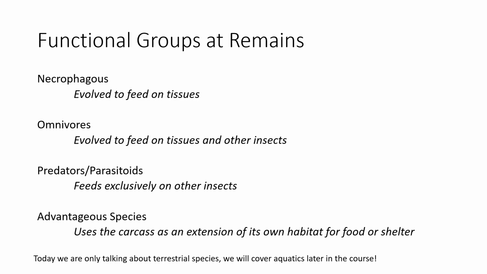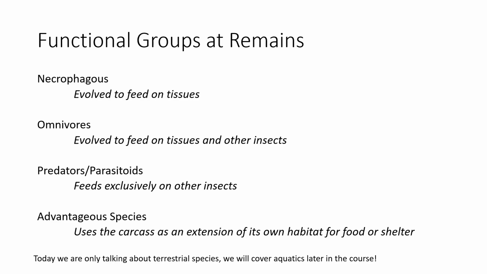These are insects that are evolved to feed on decomposing tissues. So think of things like flies that are there to consume the tissue as maggots. Also, there's necrophagous beetles as well. You have things that are omnivores, so they're feeding on both the carcass itself, but other insects that are there. So there's a lot of beetle species that will do this particular type of activity. There's also things like ants and wasps that will also feed on both the tissues and other insects.